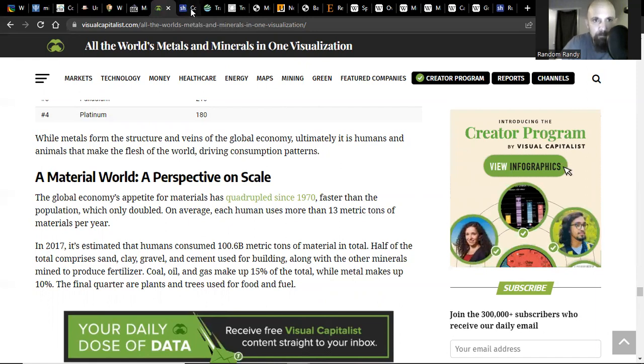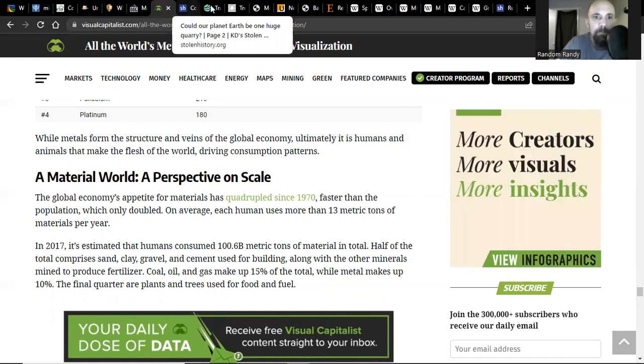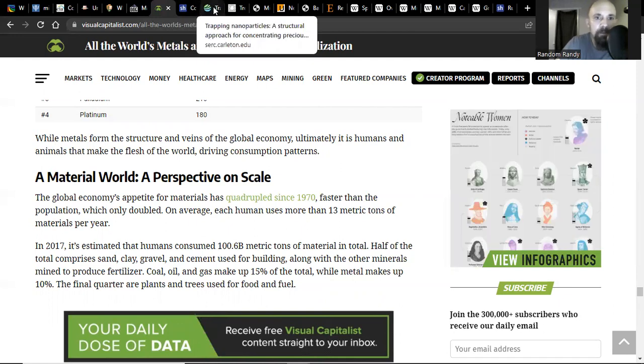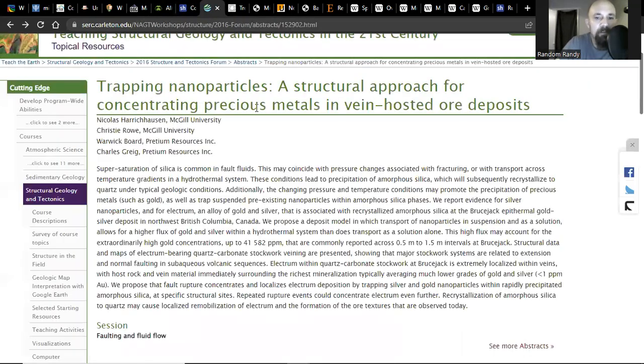So should we take a look at pictures? You know what? Let's look at the process. One of the processes that consolidates precious metals within the earth. So, all right. In a nutshell, let's see if we can kind of summarize this.